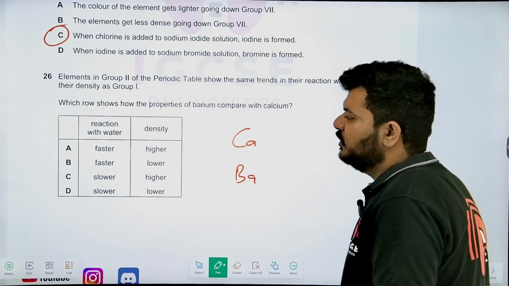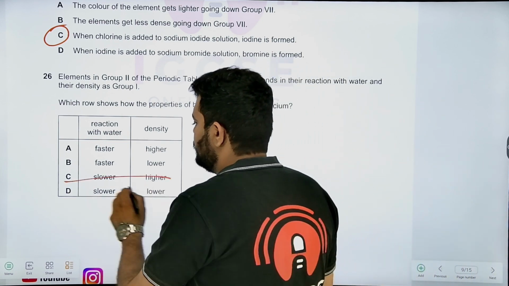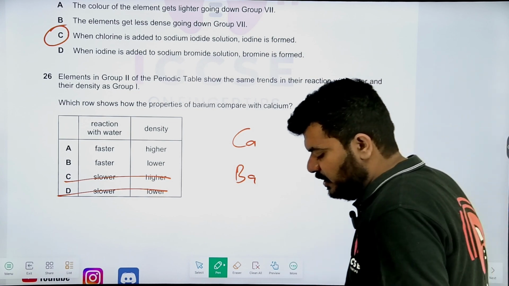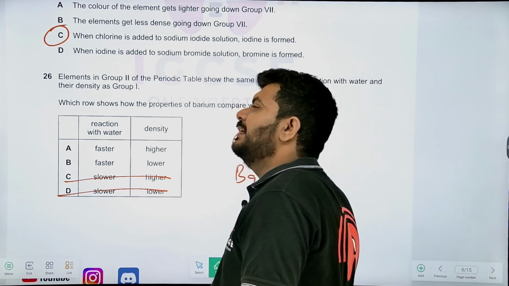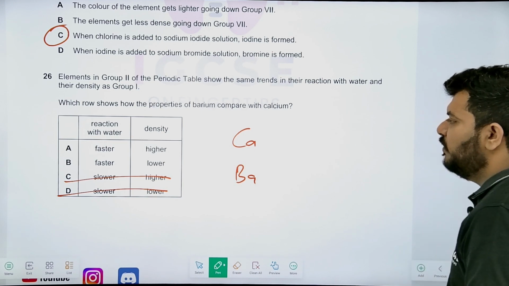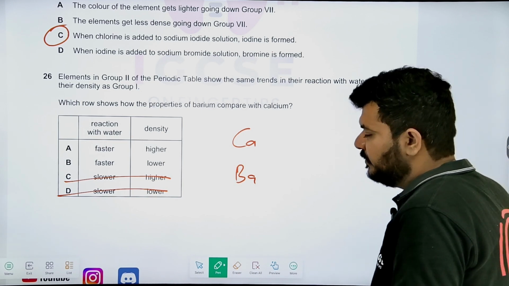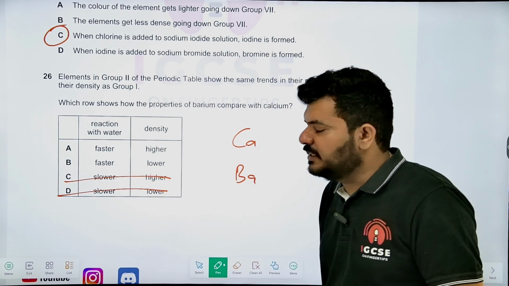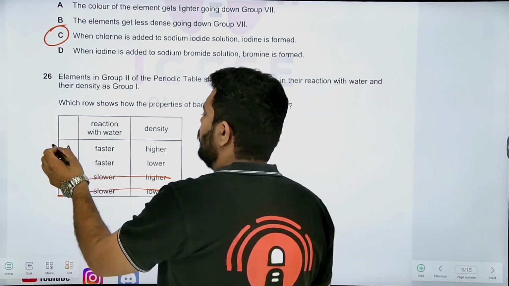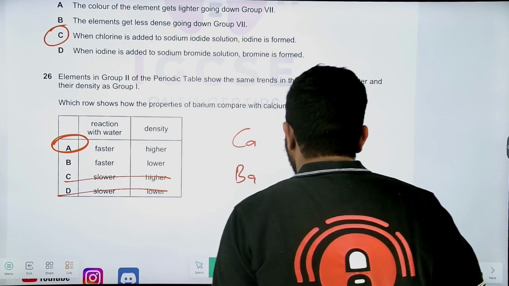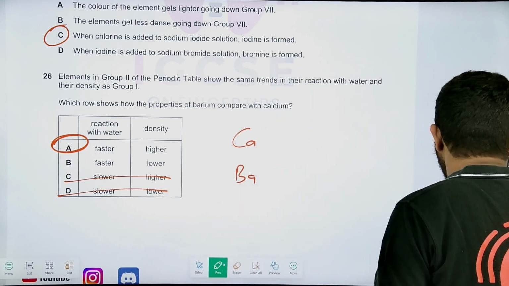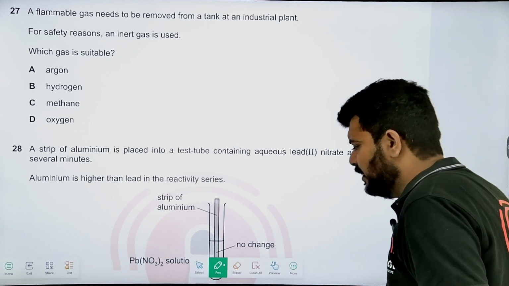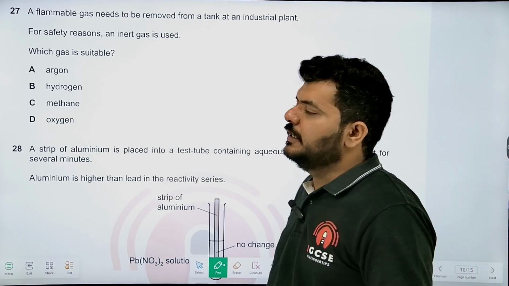So if you go down the group, the reactivity increases. So this is incorrect. Density. What should be the density of barium? If I remember this correctly, in group 1, lithium, sodium, potassium, the density should increase, right? So reaction with water is faster and the density increases, right? That should be your answer. I think melting and boiling point decrease, but the density does increase.